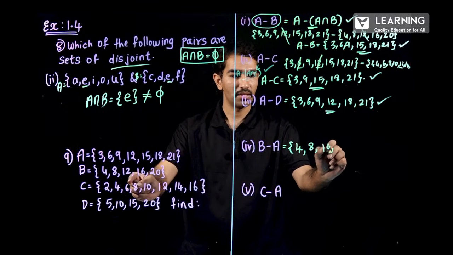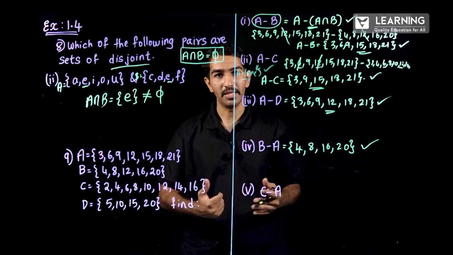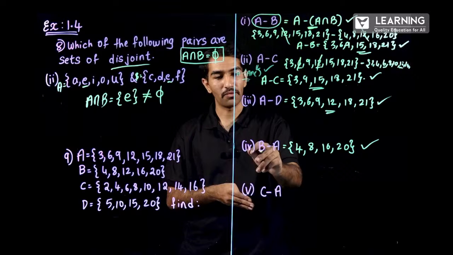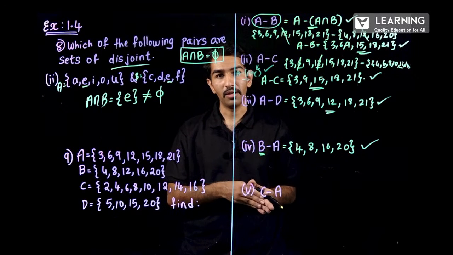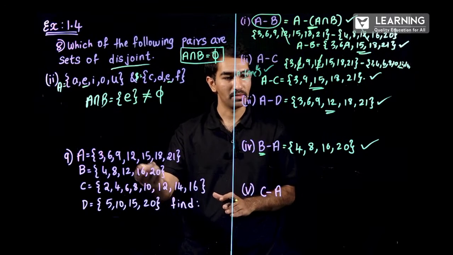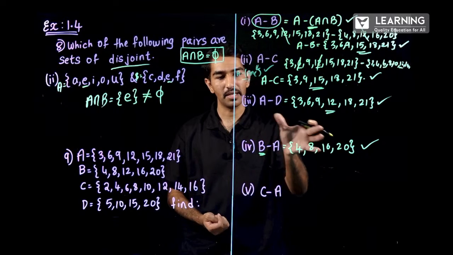So then we have 16 and 20. This will be your right answer. Very easy, right? From B, you have to subtract all the elements of A. So that is nothing but 12 we subtracted just now. And we wrote whatever is remaining in B, so that is nothing but B minus A.